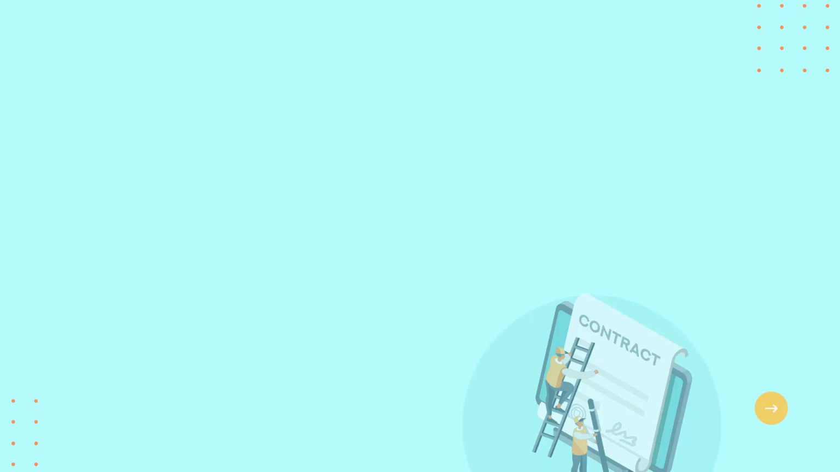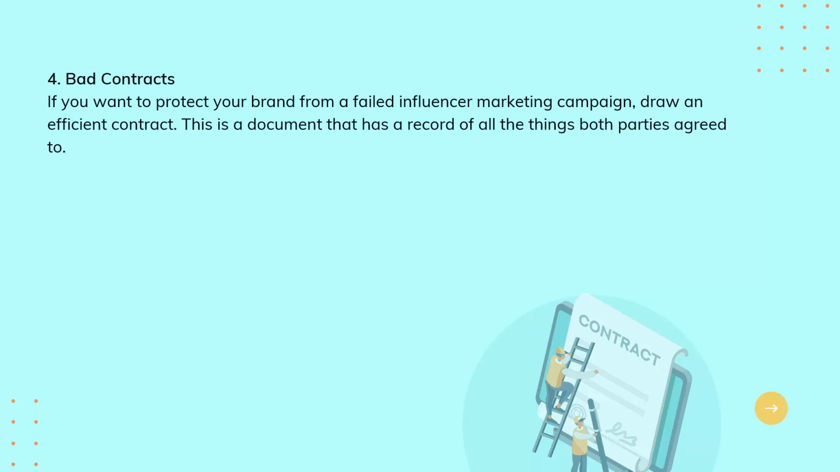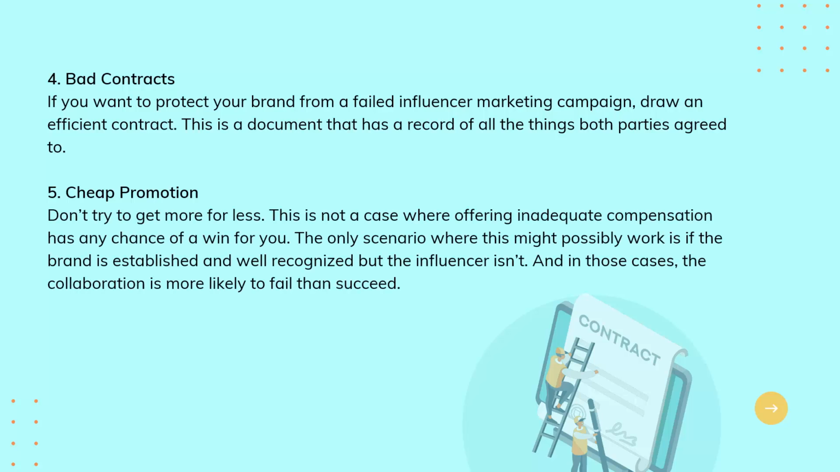4. Bad contracts. If you want to protect your brand from a failed influencer marketing campaign, draw an efficient contract. This is a document that has a record of all the things both parties agreed to. 5. Cheap promotion. Don't try to get more for less. This is not a case where offering inadequate compensation has any chance of a win for you.